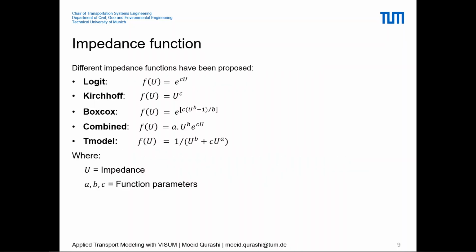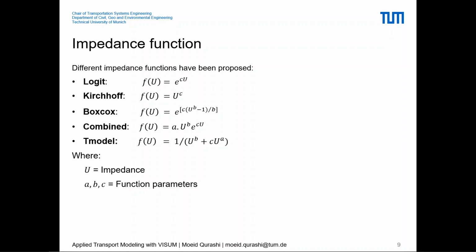Now, multiple impedance functions have been proposed to be used in the gravity model. Here there are five different impedance functions stated, and they are different types of equations with either one, two, or three function parameters. What we try to do is use one of these, and once we know how people are actually traveling between zones from the trip survey, we calibrate or find the values for these functions.